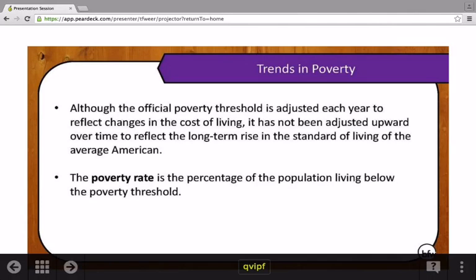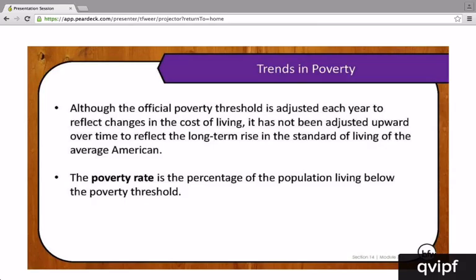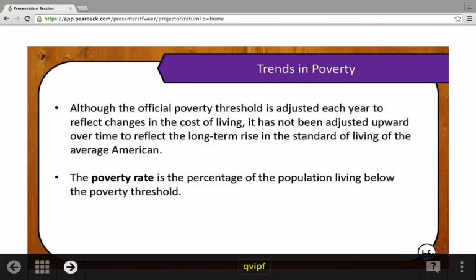So let's look at some trends in poverty. What has happened to poverty in the United States recently? Well, first of all, the percentage of Americans living in poverty rises and falls with the business cycle. And although the official poverty level threshold is adjusted each year to reflect changes in the cost of living, it has not been adjusted upward over time to reflect the long-term rise in the standard of living of the average American, as I mentioned in the previous slide. And the poverty rate, of course, is the percentage of the population that is living below the poverty threshold.